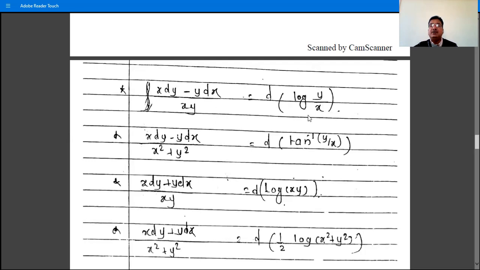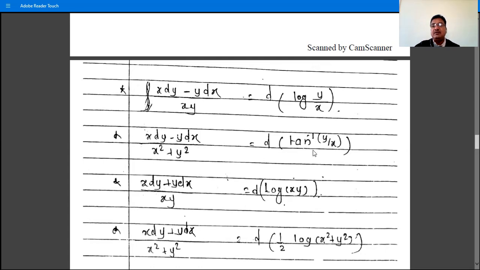So if you find the derivative of log y by x, then it is x dy minus y dx divided by x into y. So if there is a factor of this type, then its integration is what? The integration of x dy minus y dx divided by x into y is log y by x. Then x dy minus y dx divided by x square plus y square.